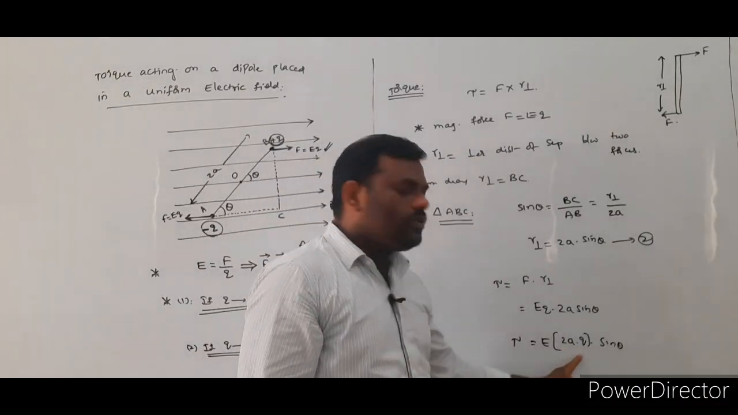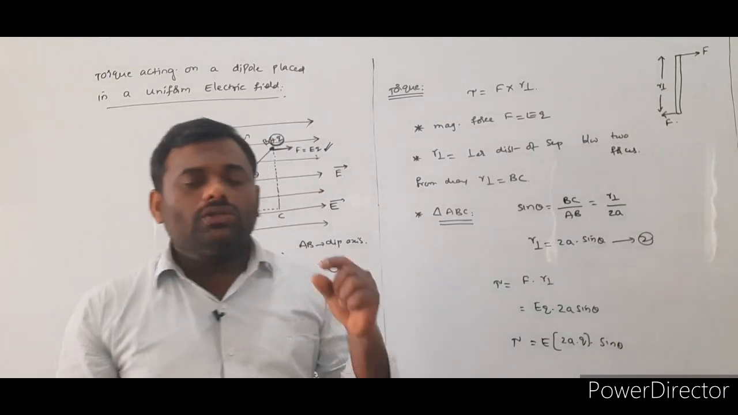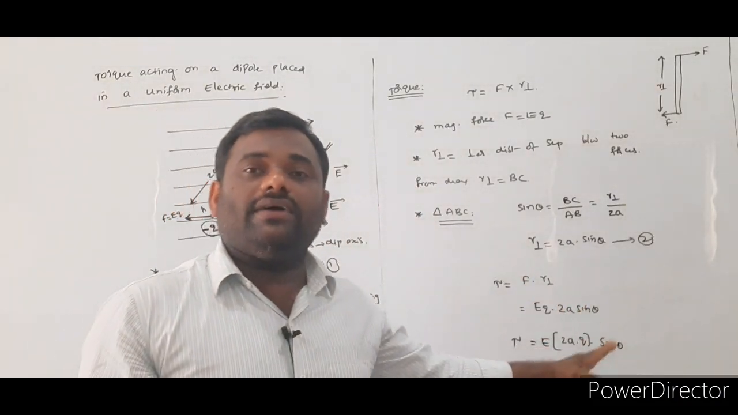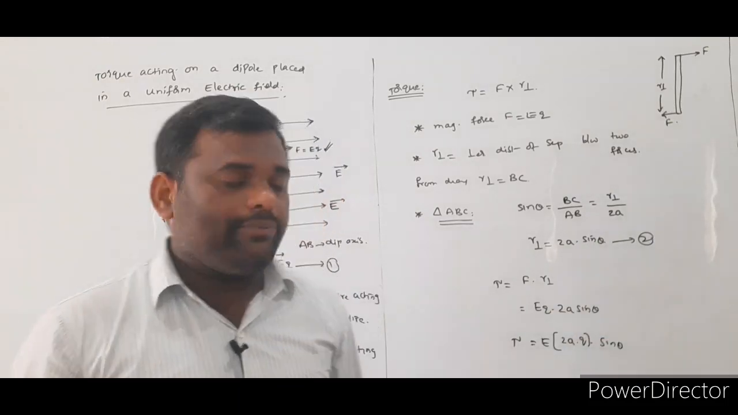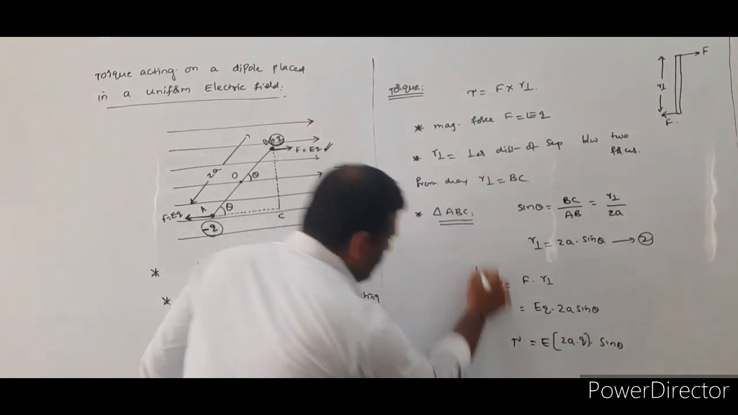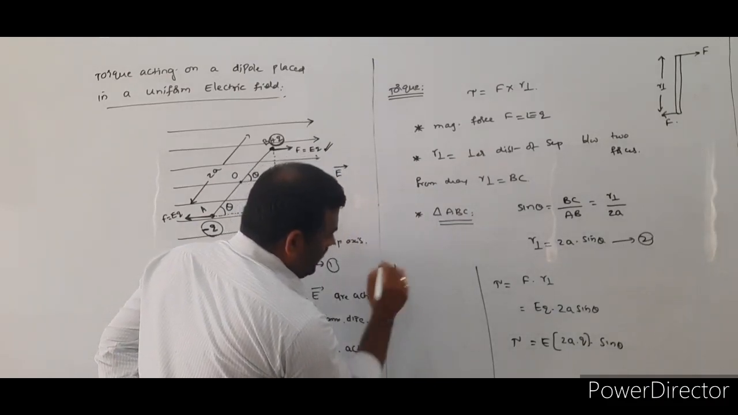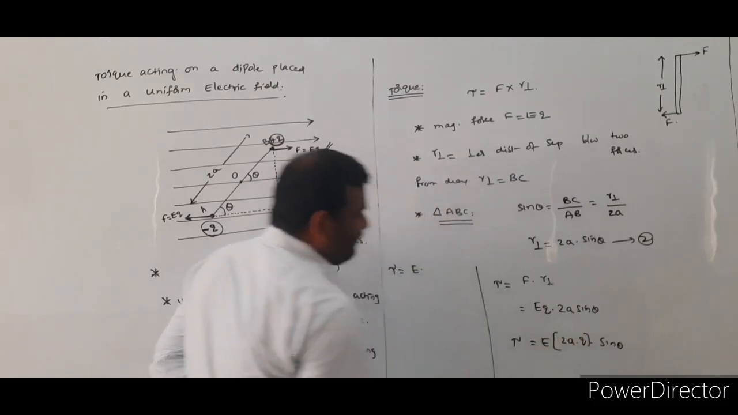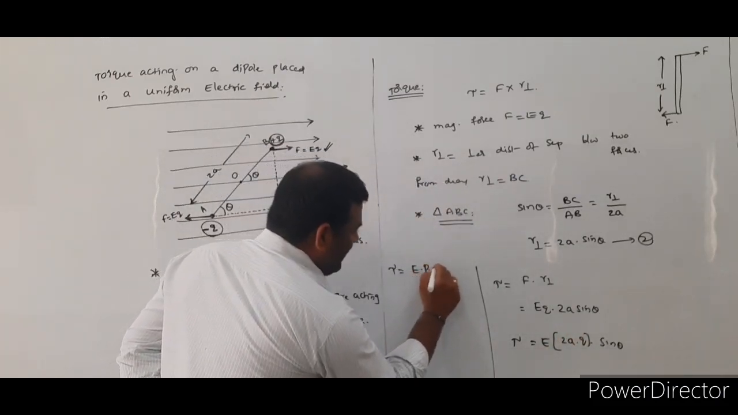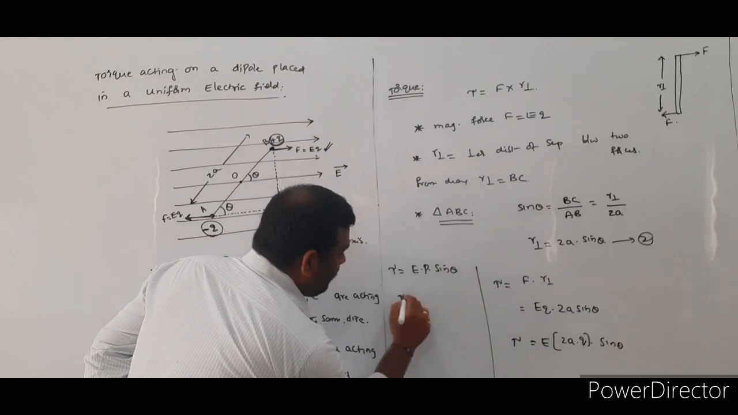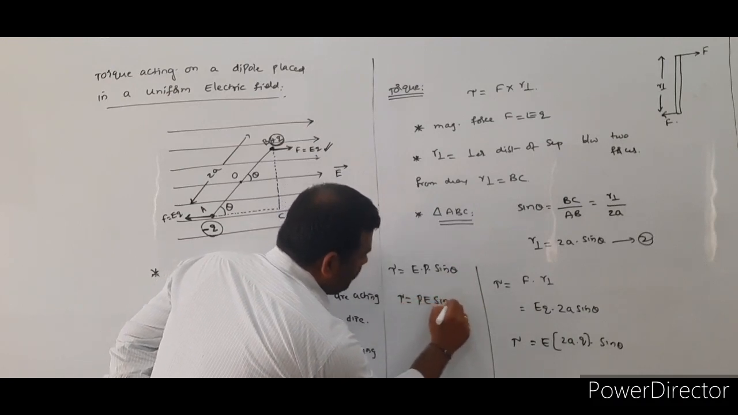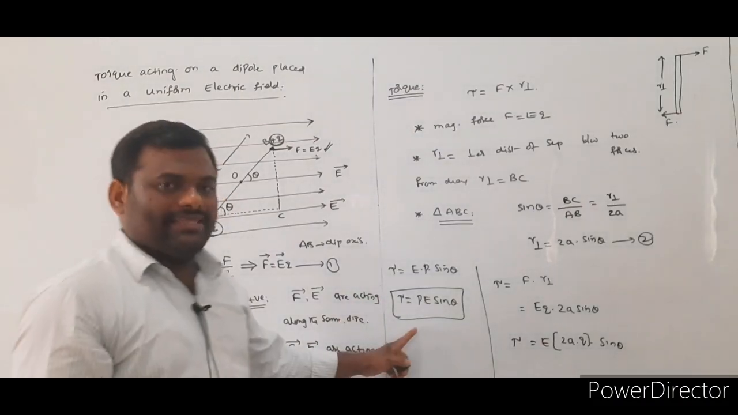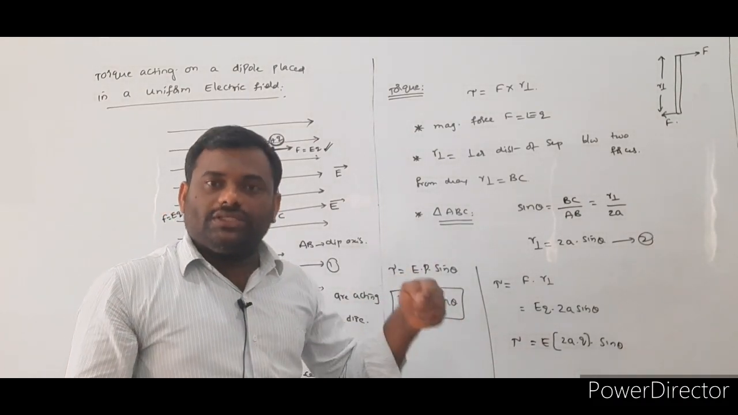But we know that 2a into Q value is nothing but the electrical dipole moment of the given dipole. Therefore, tau is equal to E into, in the place of 2aQ, we will write P into sin theta, or we will write tau is equal to PE sin theta. So which is giving the magnitude only.